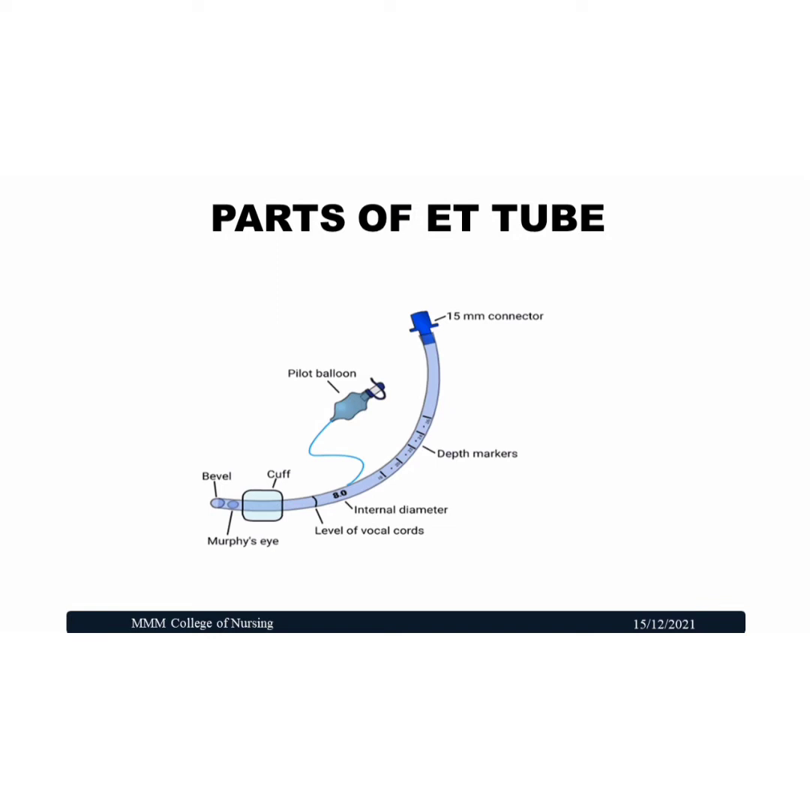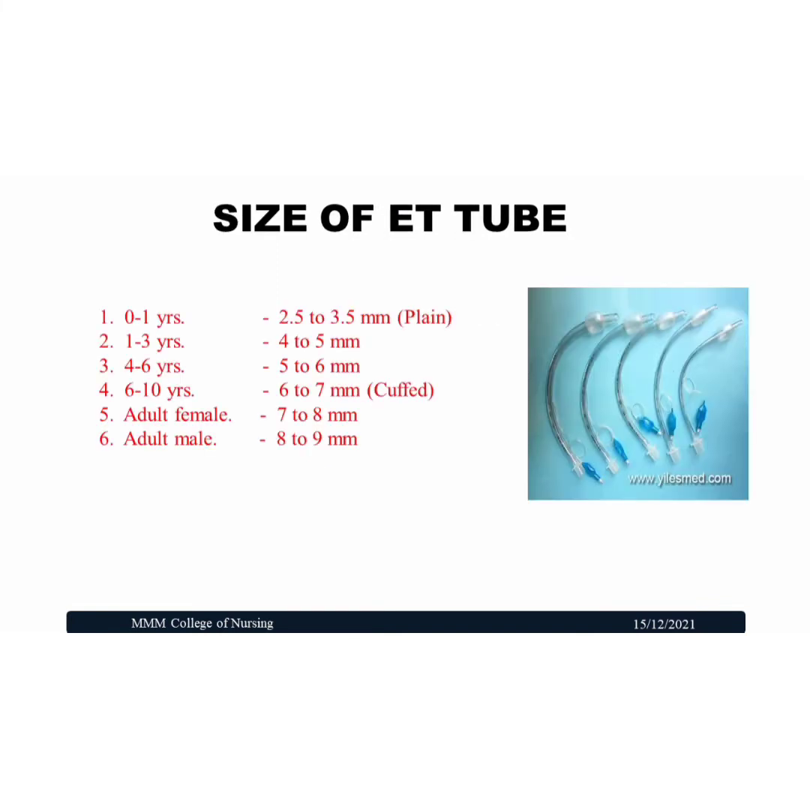These are the sizes of the endotracheal tube, classified based on age group. 0 to 1 year: 2.5 to 3.5 mm. 1 to 3 years: 4 to 5 mm. 4 to 6 years: 5 to 6 mm. 6 to 10 years: 6 to 7 mm. Adult female: 7 to 8 mm. Adult male: 8 to 9 mm can be inserted.